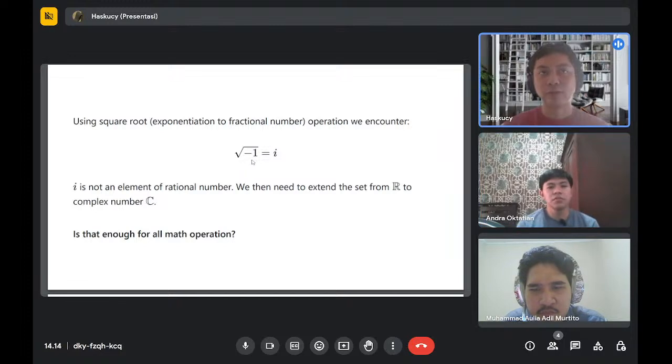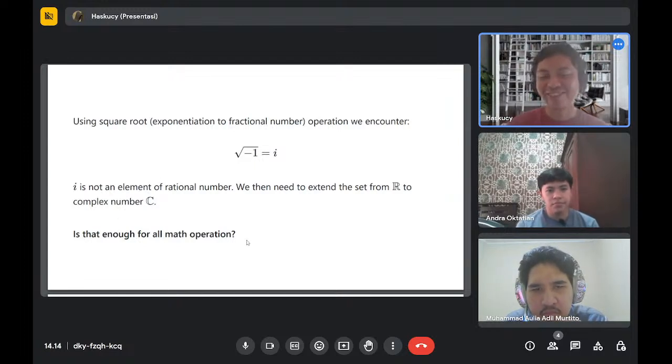Square root of -1 is i. Sorry, if you don't know, especially for someone who doesn't have a math background, there is no number that is the answer to square root of -1. So we use another name like i, perhaps. Then we extend this real number to complex number.